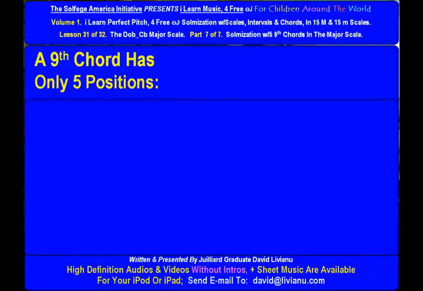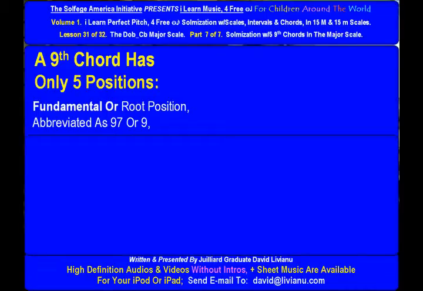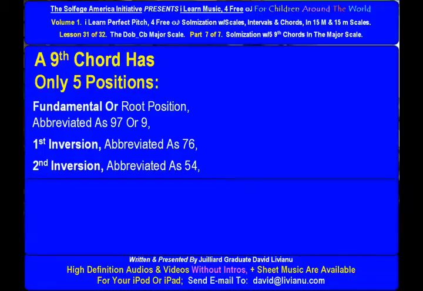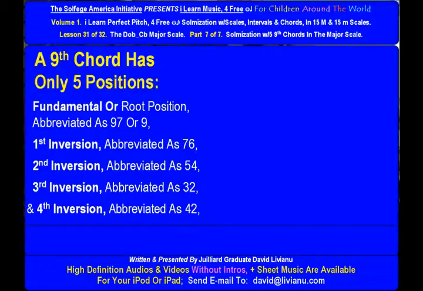A ninth chord has only 5 positions: fundamental or root position, abbreviated as 9-7 or 9, first inversion, abbreviated as 7-6, second inversion, abbreviated as 5-4, third inversion, abbreviated as 3-2, and fourth inversion, abbreviated as 4-2, which is rarely used.